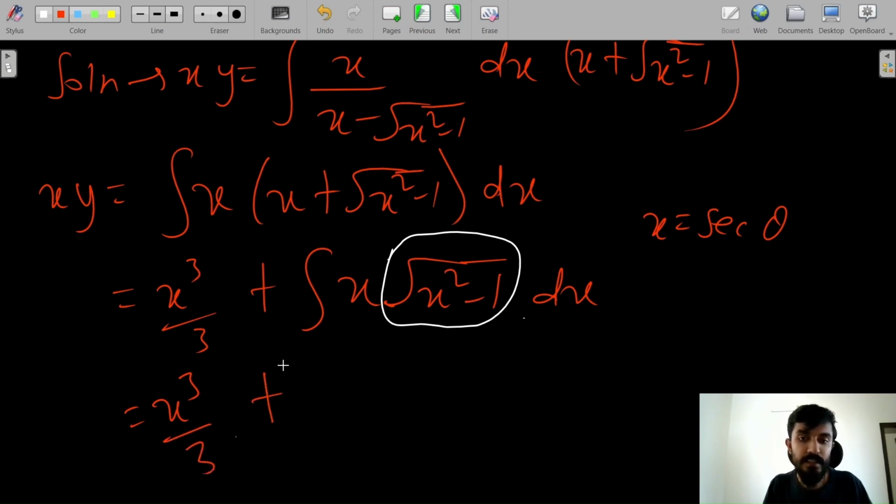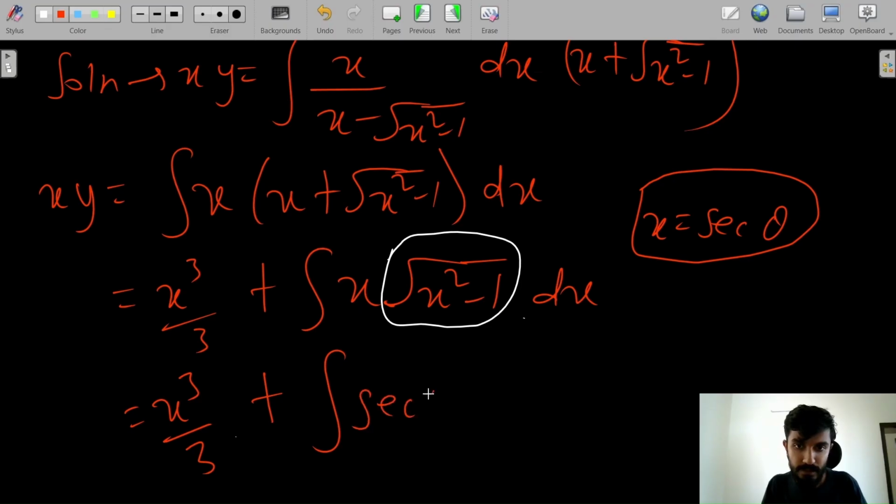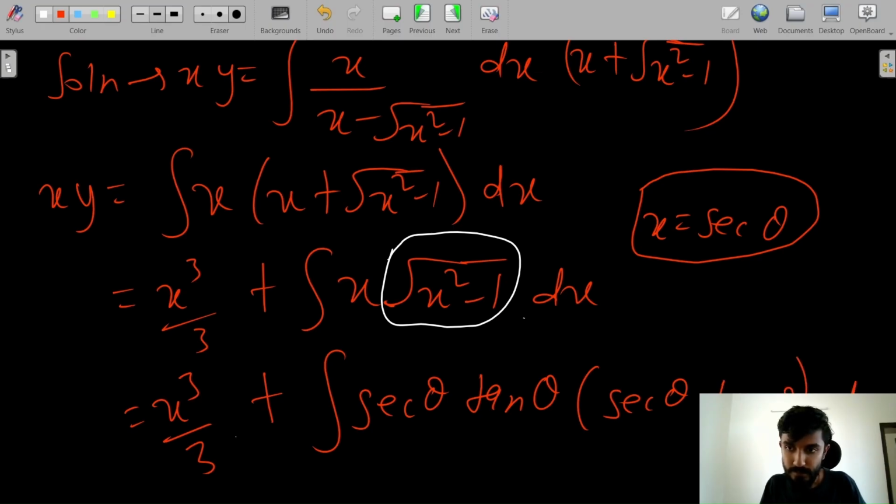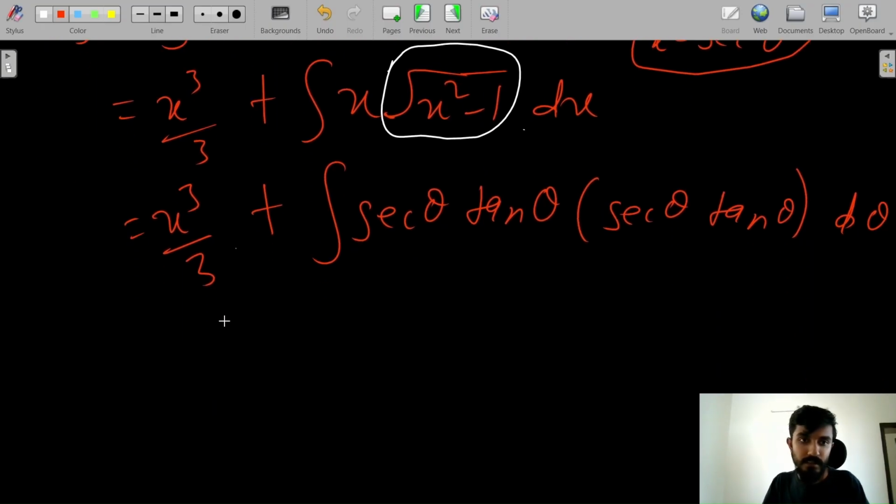In general, if you ever encounter square root of 1 minus x square, or x square minus 1, or something of that sort, square root of x square minus a square, where a is any real number, always remember trigonometric substitutions are the way to go. They will genuinely make your life much easier. So we get secant theta tan theta, and dx is once again secant theta tan theta d theta, right?